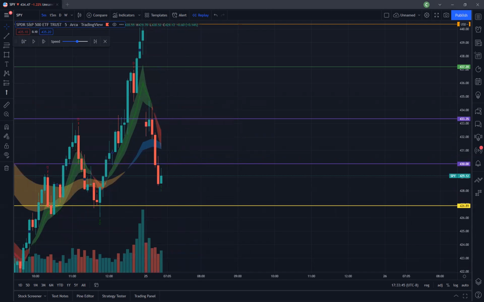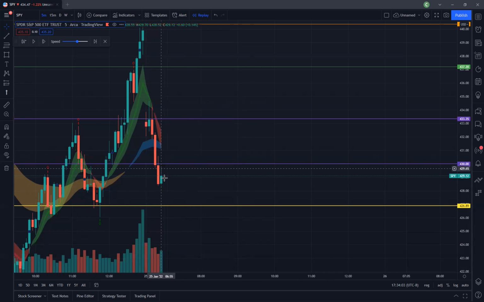Let's see, what time did I enter? 10:10. 10 o'clock and 5 seconds. So the times at the bottom are Pacific time. So I bought at the end of this candle where it closed. Literally right when it closed.